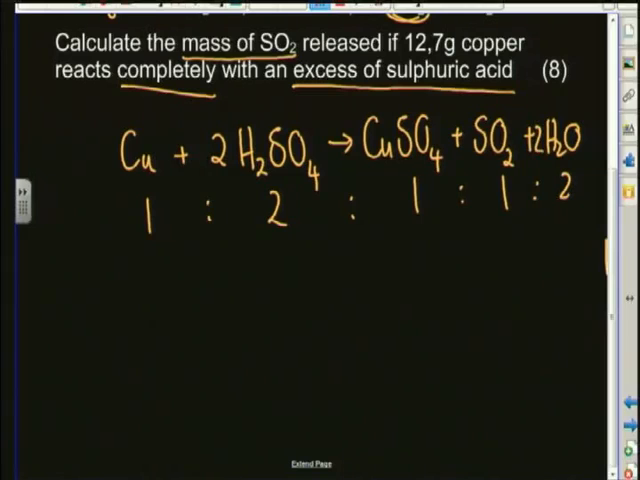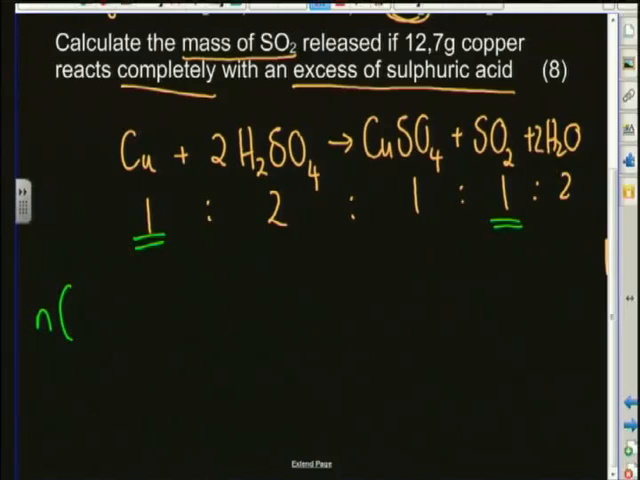What's important is I'm actually only using the sulfur dioxide and the copper. Now what we do is we write everything under the copper that we have, and we write everything under the sulfur dioxide when we work with it. So starting with the copper, the only way I can do a calculation like this is to use number of moles. So I need to work out how many moles of copper I am going to be working with. Grade 11s, grade 12s, again, I apologize. You absolutely can write n equals m over M.